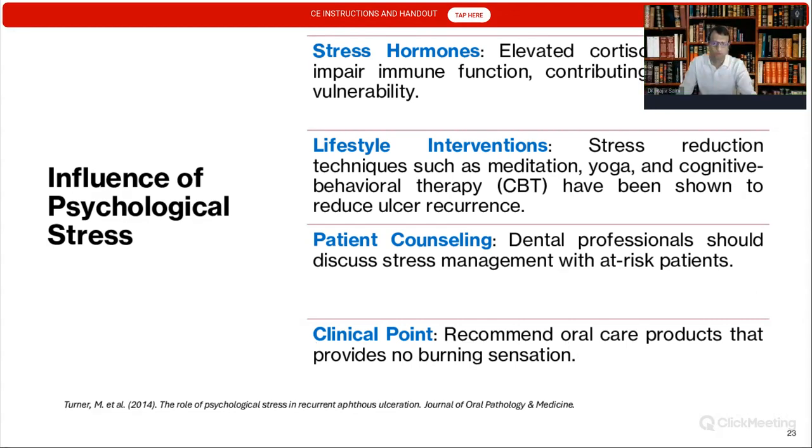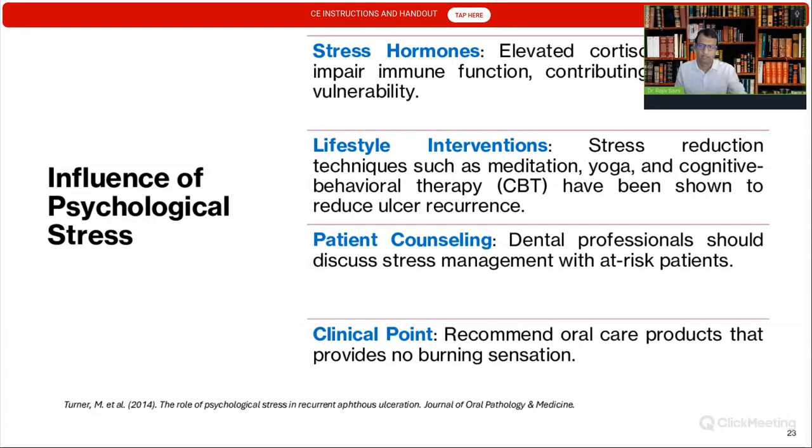Now, what is the influence of psychological stress? Stress hormones and elevated cortisol levels can impair immune function, and definitely it can contribute to mucosal vulnerability. Lifestyle interventions and stress reduction can definitely help lower aphthous ulcer occurrence and so on. Patient counseling also plays a big role.